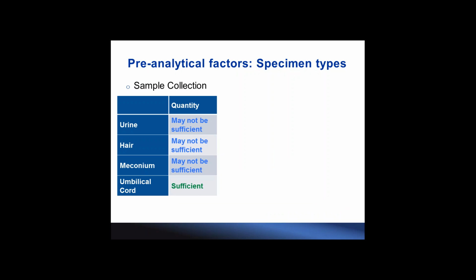In terms of sample collection, most of the urine, hair, and meconium samples may not be sufficient following the forensic toxicology principle, especially for the samples that are positive for multiple drug classes that need a separate aliquot for each to confirm. And in that sense, umbilical cord is a very favorable specimen type, because we hardly run into any problem running out of the sample to complete the casework.